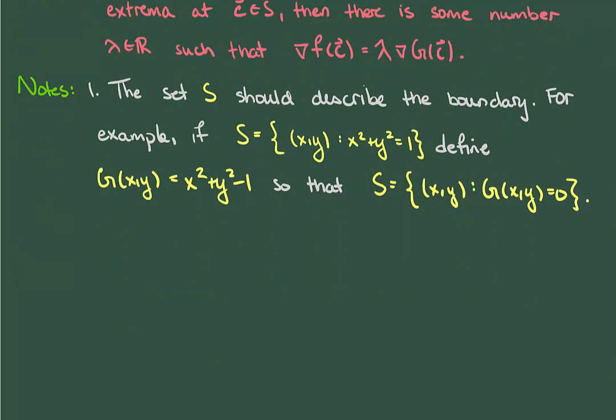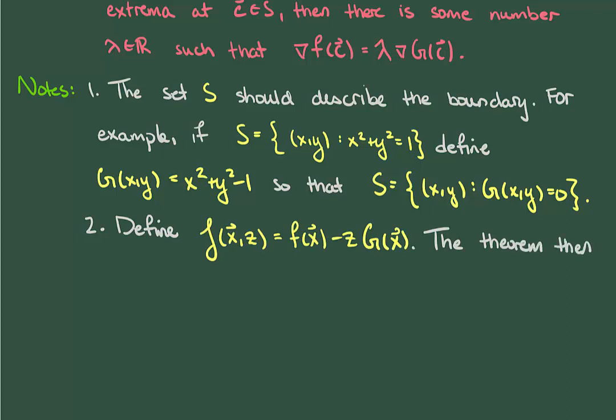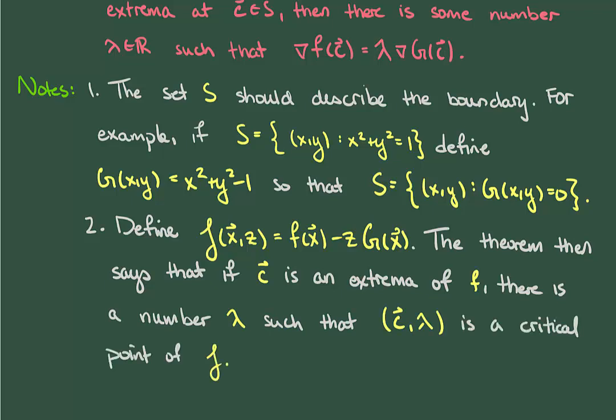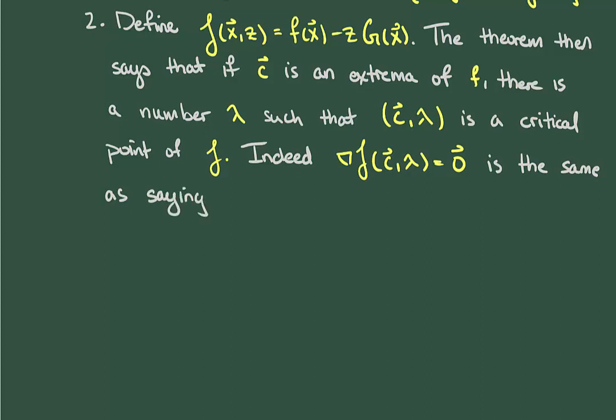Now sometimes, the theorem above is stated in a different way. Start by defining this function, called the Lagrangian, as shown. The theorem can then be restated by saying that if f achieves an extremum at c, there is some number lambda, such that (c, lambda) is a critical point of the Lagrangian. And if you think about this for a while, you'll see that being a critical point of the Lagrangian is equivalent to the gradients being parallel and g being 0.